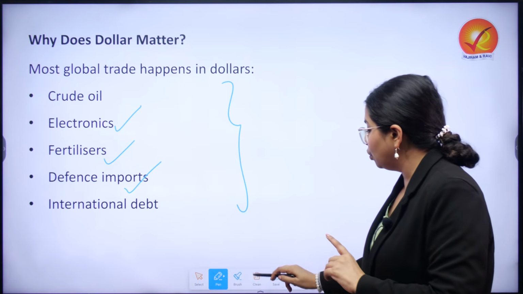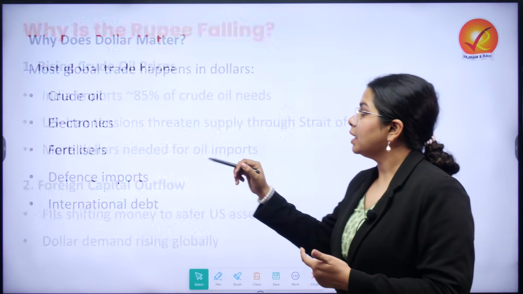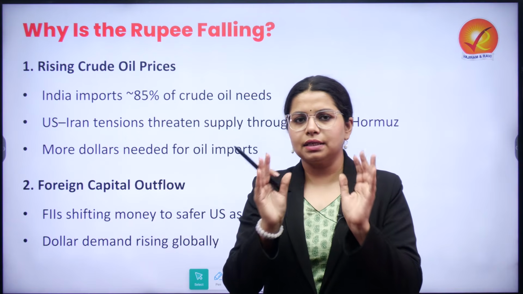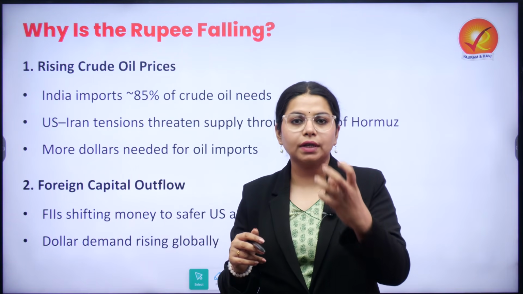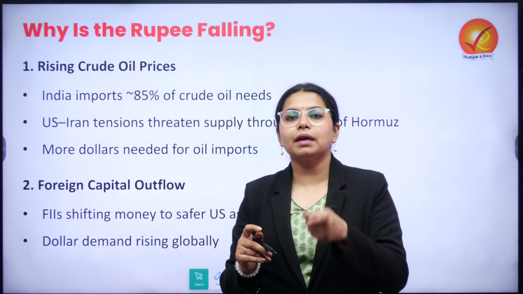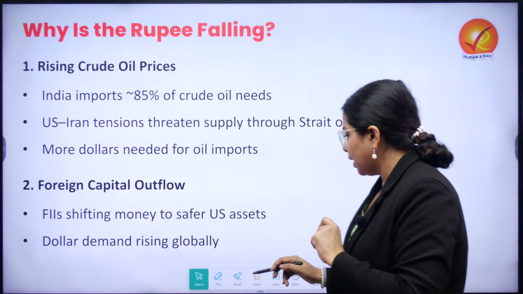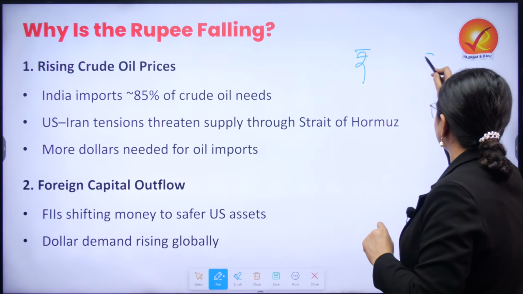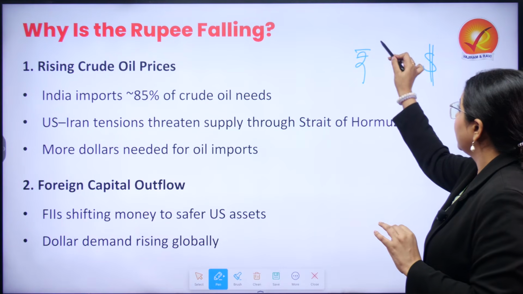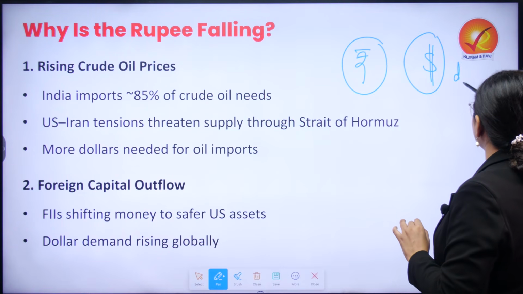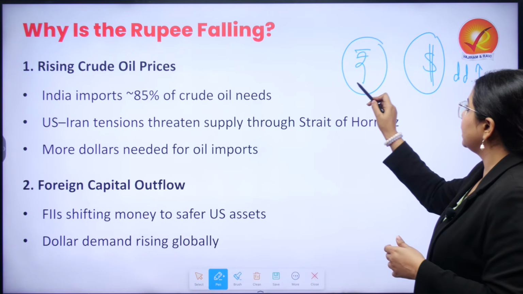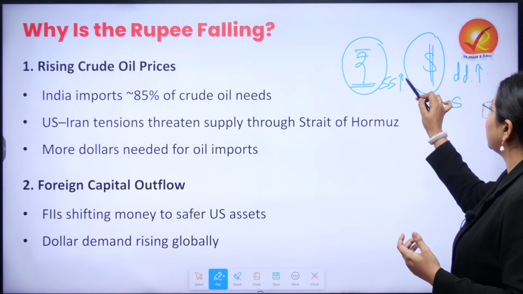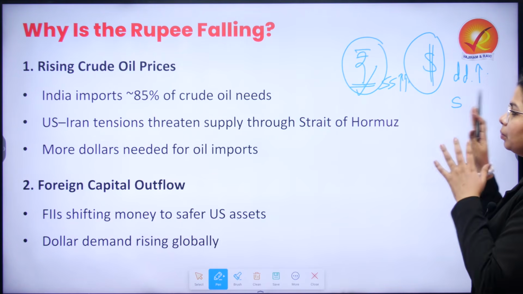For this, we have to look into the factors which are resulting in the free fall of the rupee that is in front of us. Before that, let us understand a very simple concept. The value of a currency in exchange rate is determined by demand and supply. So when we are looking at the rupee and dollar, if the demand for the dollar increases, automatically the value of the rupee will decrease. If the supply of rupee increases, then also the value of the rupee will decrease.